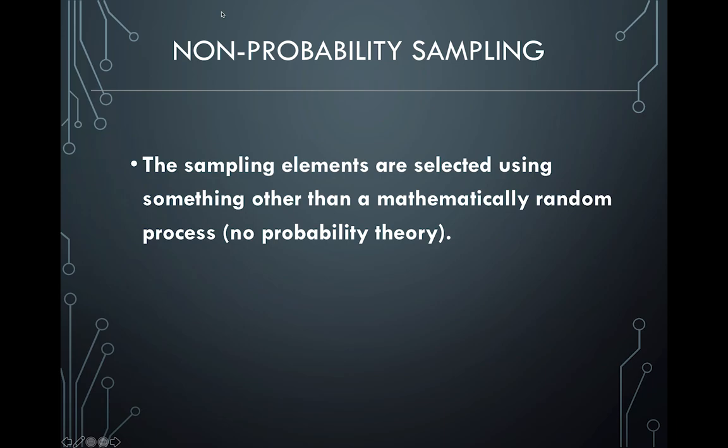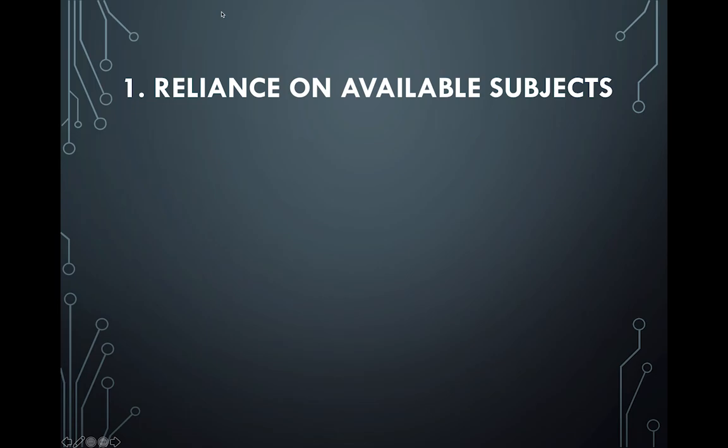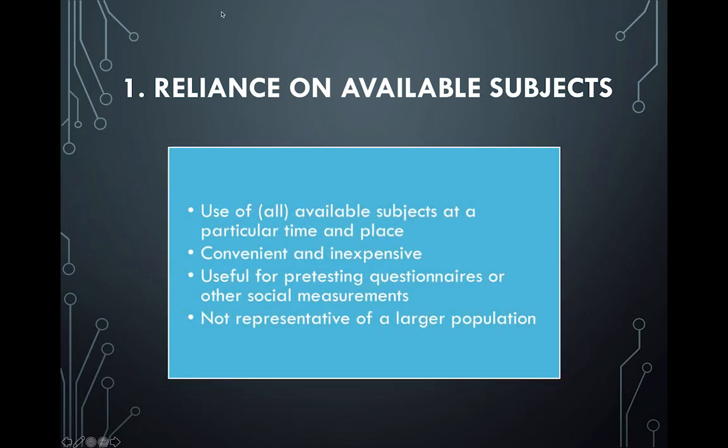Okay, so don't take it wrong. In this case, you're the sampling elements in a sense. How did we get to select you to take the survey? Well, we didn't really. We just gave the survey to a class where it's mandatory. Okay, that's what we did. So that's reliance on available subjects, right? So use of all available subjects at a particular time and place. Hey, it's convenient, inexpensive, I guess, depending on how you look at it. And useful for pre-testing questionnaires or other social measurements.